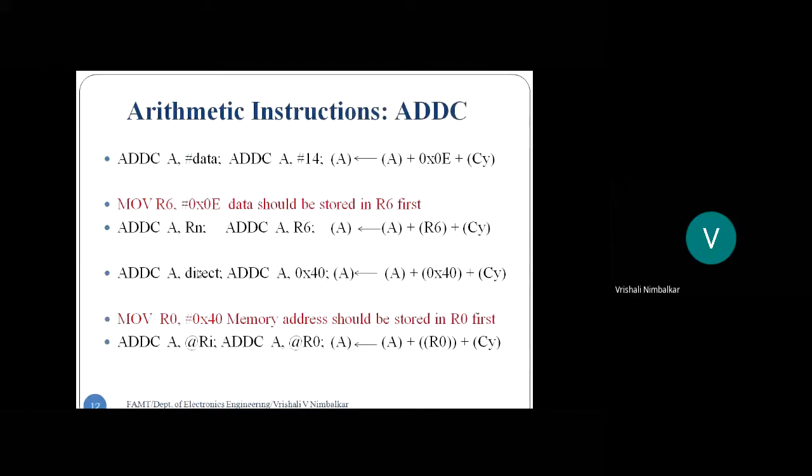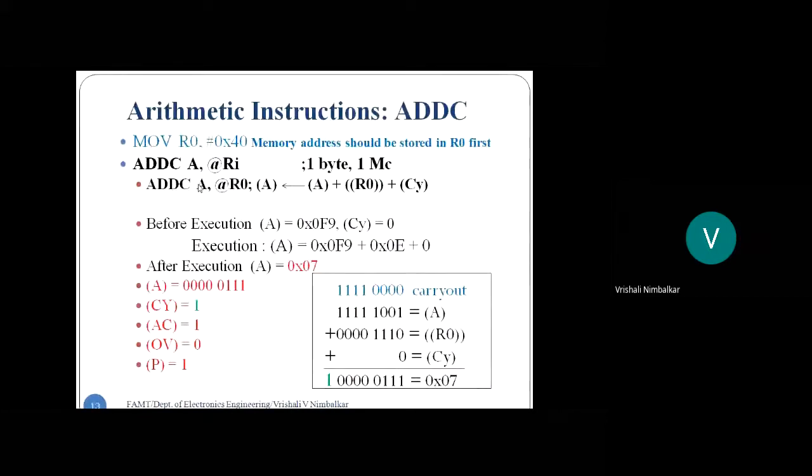Okay, so we will see one example of ADDC. Let me see ADDC A comma @RI. So exact example ADDC A comma @R0. It means the data pointed by R0 is added with accumulator along with the carry bit, and the result is stored back in accumulator. 1 byte, 1 machine cycle. Okay, ADDC A, one is register, other is a pointer register. So 1 byte. Accumulator is involved, 1 machine cycle.